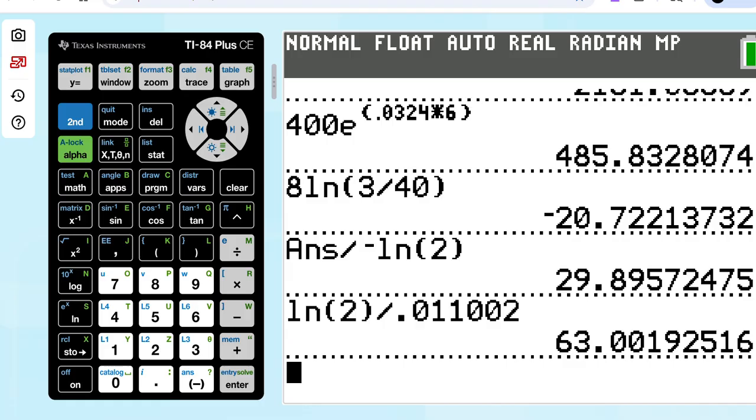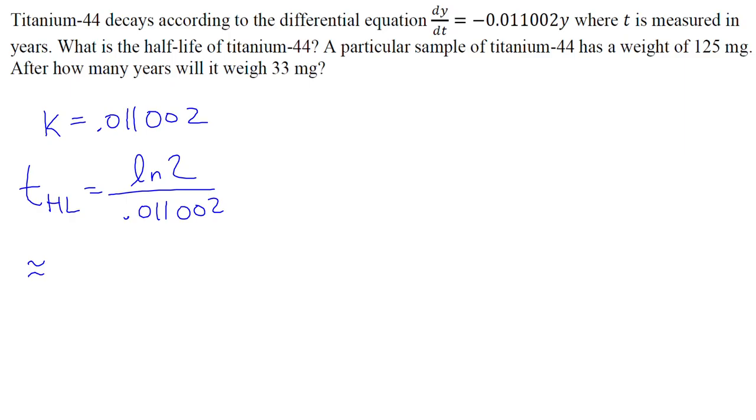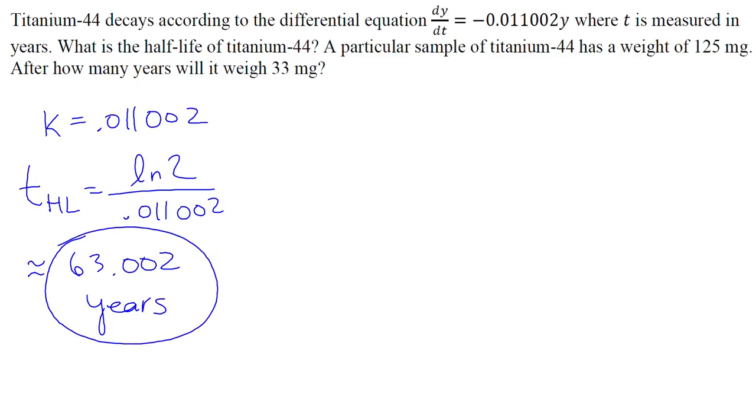And we get 63.002. I think our units here were years. Yeah, units were years. All right. 63.002 years is our half-life for titanium 44.